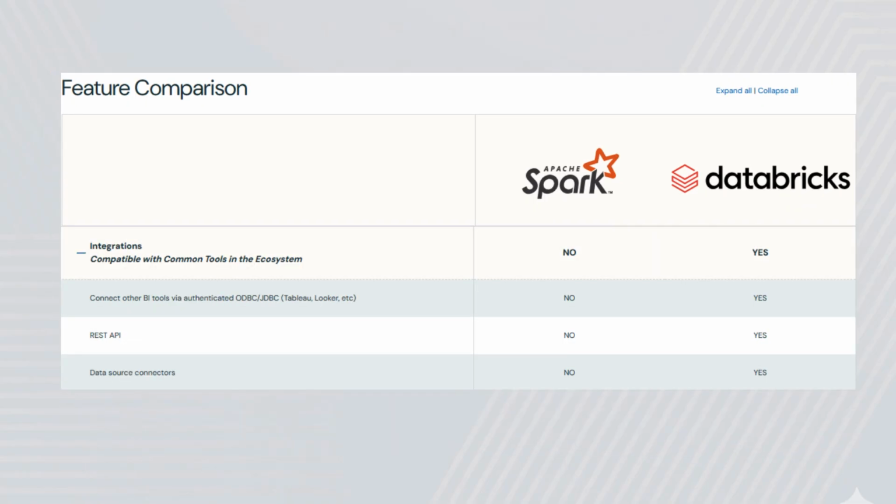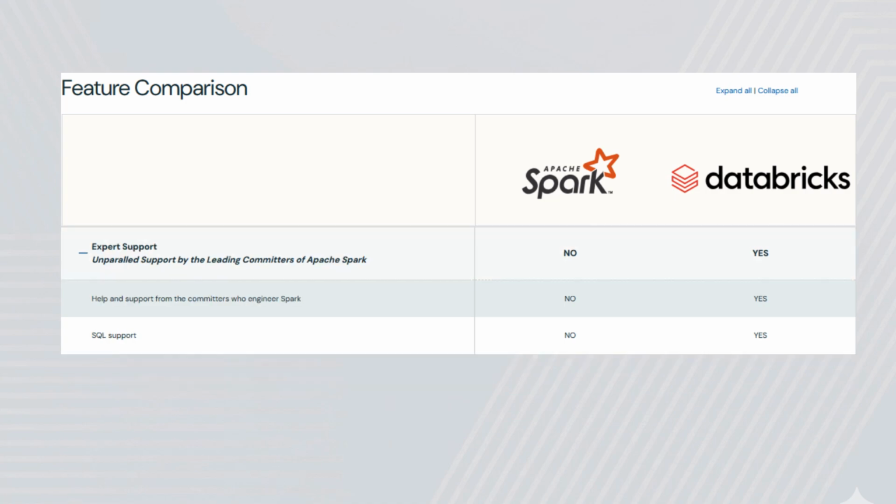Then we have integrations. This refers to ready-made connectors for other services, such as BI tools, messaging systems, and metadata stores. Databricks ships with out-of-the-box integrations, so you can enable these with minimal setup. Whereas with standalone Spark, you need to install and configure each connector yourself and manage version compatibility.